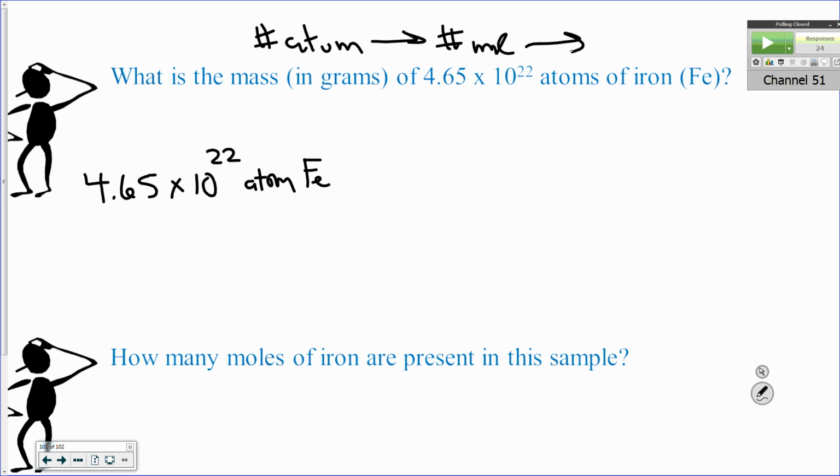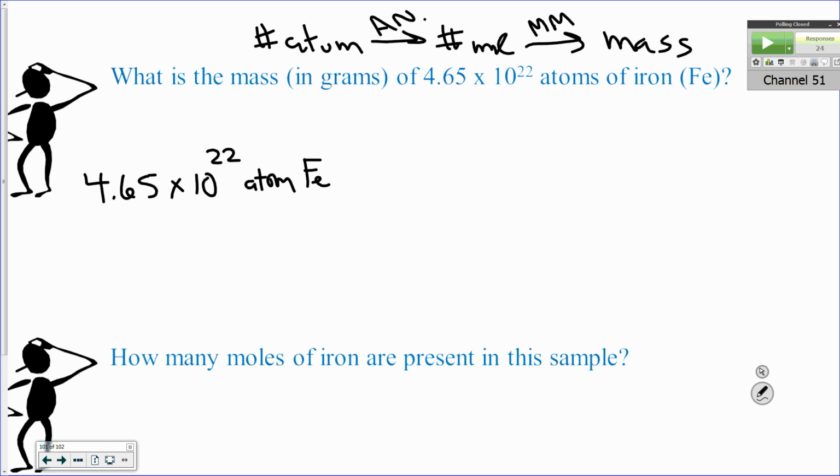And once I find the number of moles, I'm going to be able to convert to mass. So how do I go from number of atoms to the number of moles? What's the relationship? Avogadro's number. So AN, Avogadro's number. And what's the relationship between the number of moles and mass? It's the atomic weight, and the term we use for it is molar mass. So MM, molar mass.